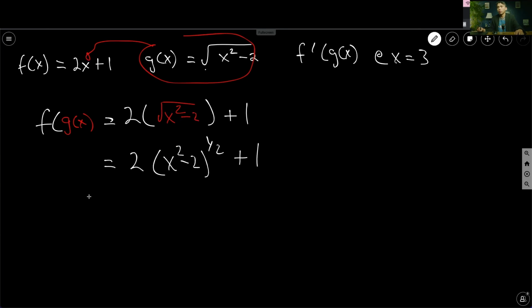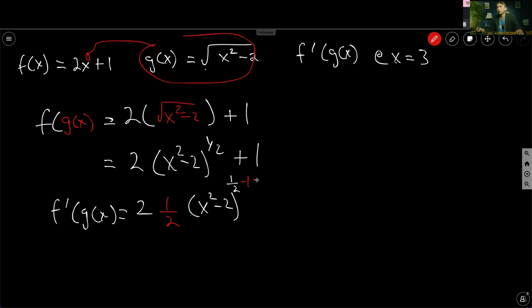And now let's take the derivative of it. So f prime of g of x is equal to, leave the 2 alone, bring the power down. So this is going to be 1/2. Leave the inside alone, x squared minus 2. Subtract the power by 1. So 1/2 minus 1, in this case, is going to be negative 1/2. Don't forget the chain rule. So then we multiply that by the derivative of x squared minus 2, which is just 2x, and the 2 minus 2 is a constant.